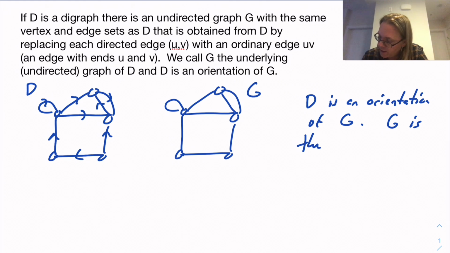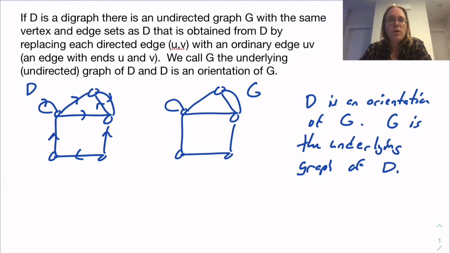G is the underlying graph of D. Okay, so a thing that's probably obvious but maybe should be said out loud still is that a graph has many orientations, but a digraph has only one underlying graph, right? The digraph just has more information than the graph, right?